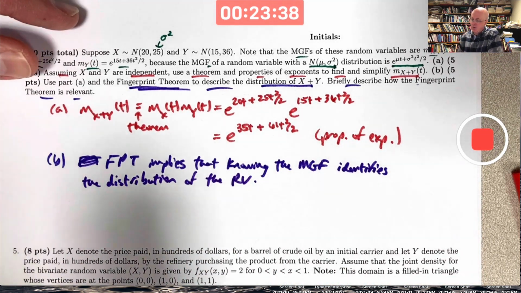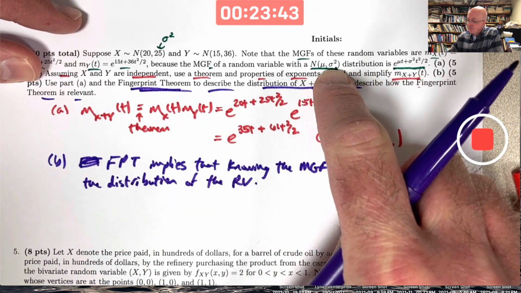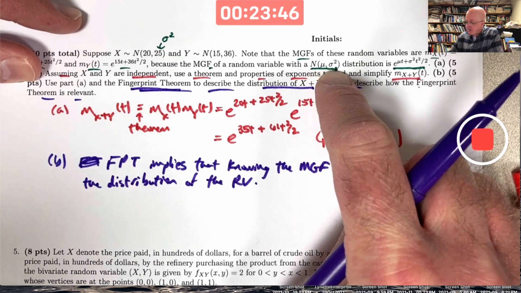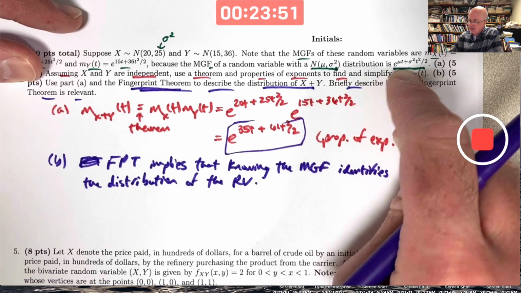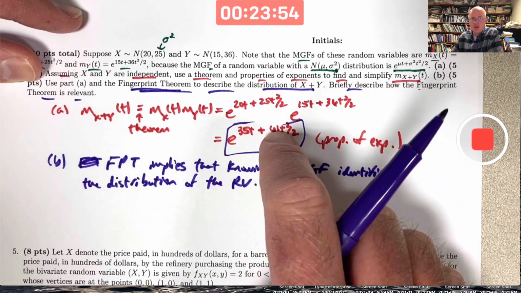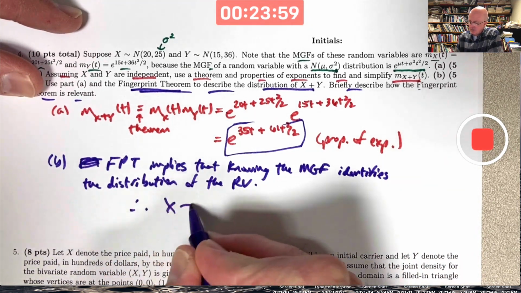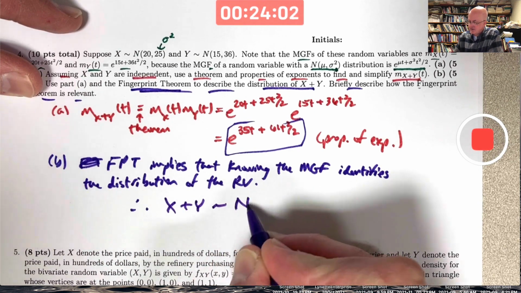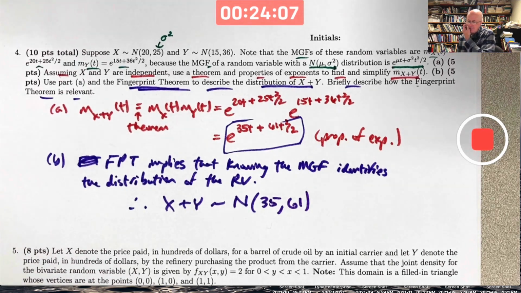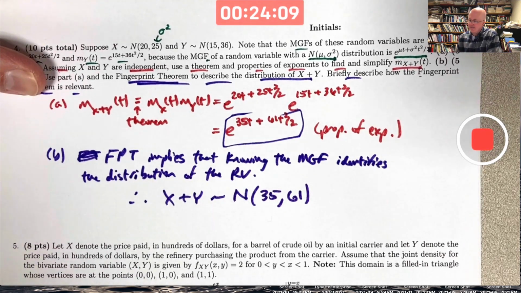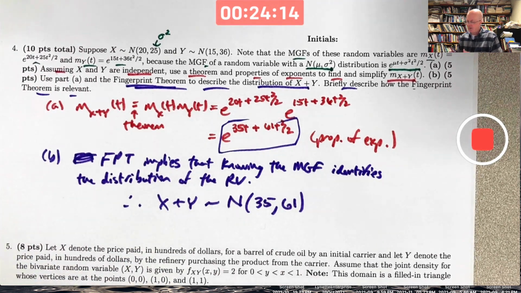And I'm not going to write any more words, but let me say some verbally. Since the moment generating function for a general normal random variable with mean mu and variance sigma squared is this, and since that has that kind of form with mu equal to 35 and sigma squared equal to 61, therefore, three dots means therefore, X plus Y is normally distributed with mean of 35 and a variance of 61. Okay? You could say more. Okay? This probably would be good enough for full credit for my students in writing it that way.